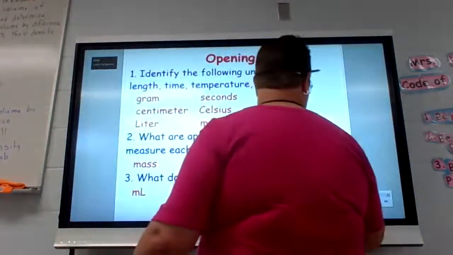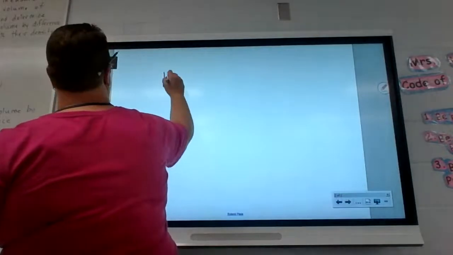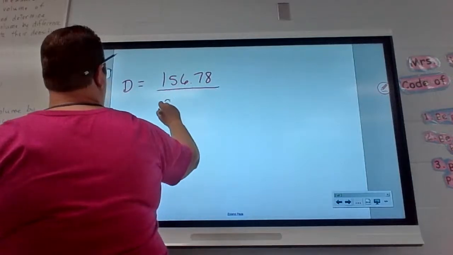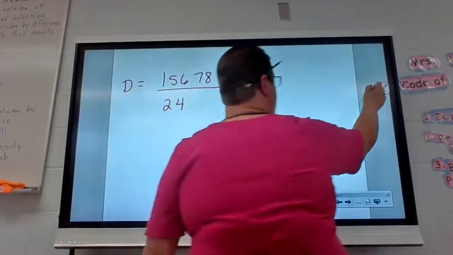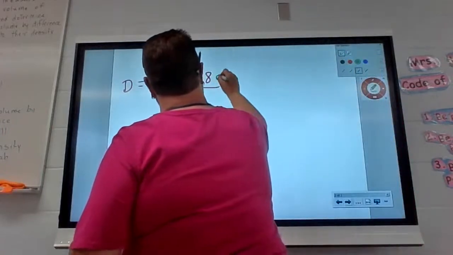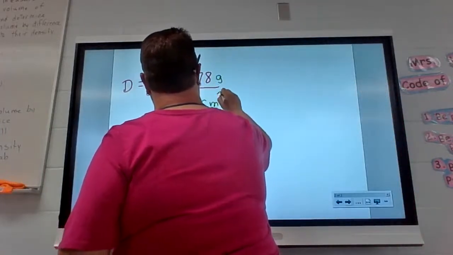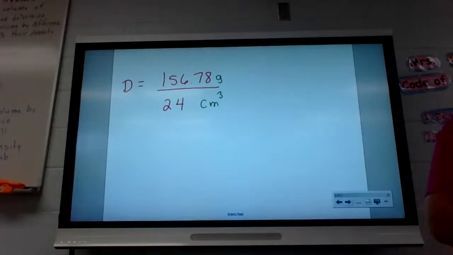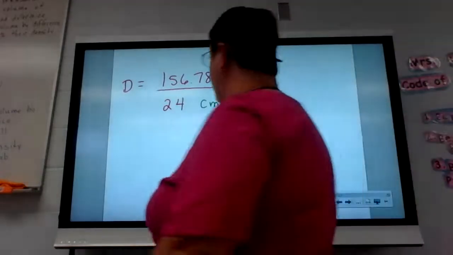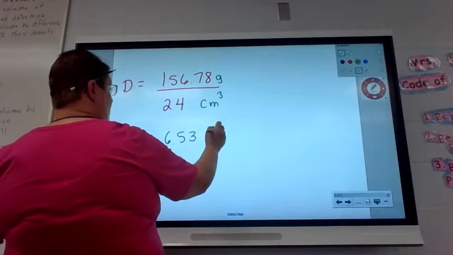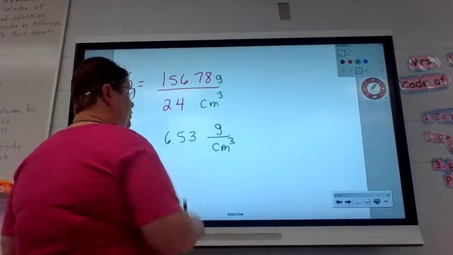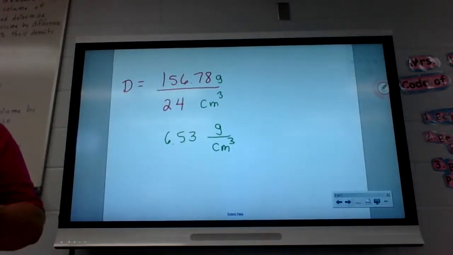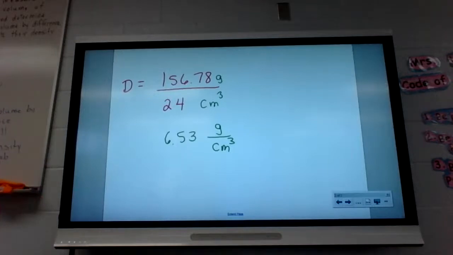We have the mass. The mass in number 6 was 156.78. Okay, so our density is mass divided by volume, and our volume is 24. But you have to remember that the mass is grams and the volume is centimeters cubed. Are either of those units the same? No. So are they going to cancel each other out? No. So when you divide and you get 6.53, you have to write both of those units in your answer because neither of them are going anywhere. Okay, they both stay.